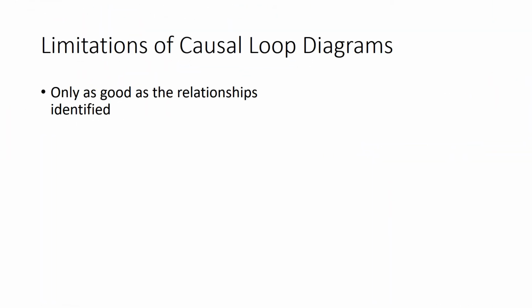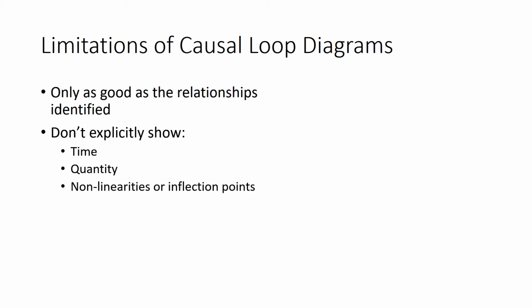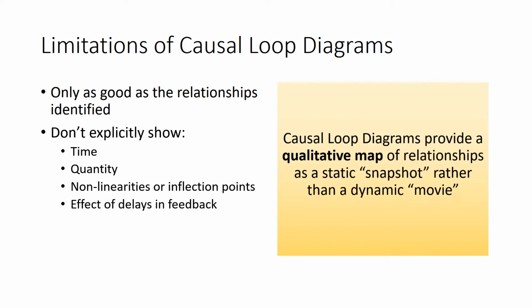Now, as with any tool, causal loop diagrams do have limitations. They are only as good as the relationships identified, of course. They also don't explicitly show time or the quantity or nonlinearities or inflection points or the effects of delays in feedback. Causal loop diagrams do provide a qualitative map of relationships as a static snapshot rather than a dynamic movie.